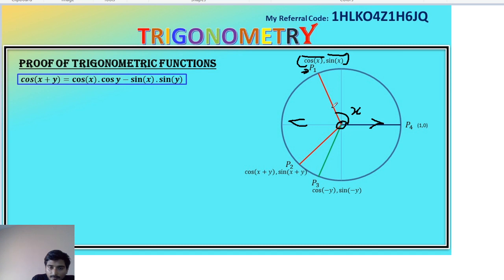Same way, if I take from here this angle as y, so this total angle is x plus y. So this complete angle gives us the coordinate of the point P2, that is cos of x plus y comma sine of x plus y. Then whatever angle I have taken as y, the same I can represent as minus y, and I can write this coordinate as cos of minus y and sine of minus y. Is it fine? I hope this is fine with all of you.